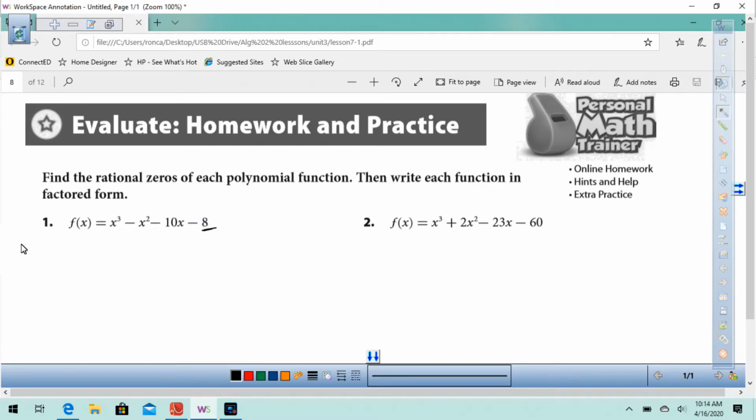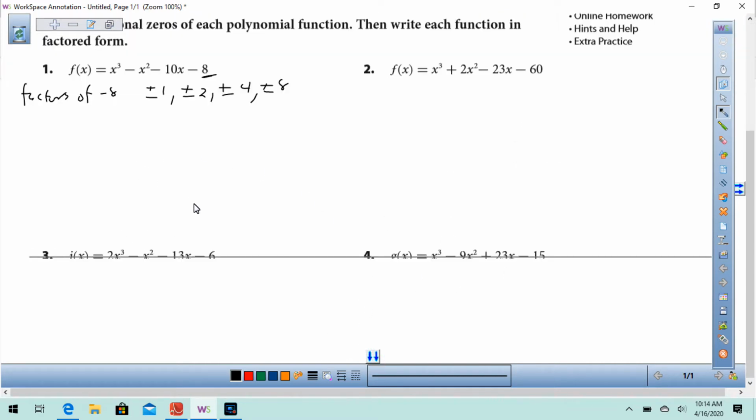Okay, so what are the factors of 8? Actually, negative 8. That's going to be plus or minus 1, plus or minus 2, plus or minus 4, and plus or minus 8. So we want to find the terms that will factor this. So we got, let's see here.